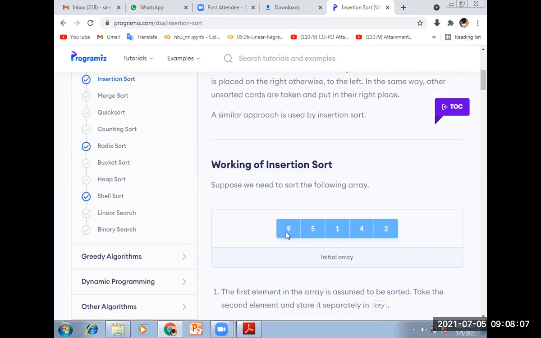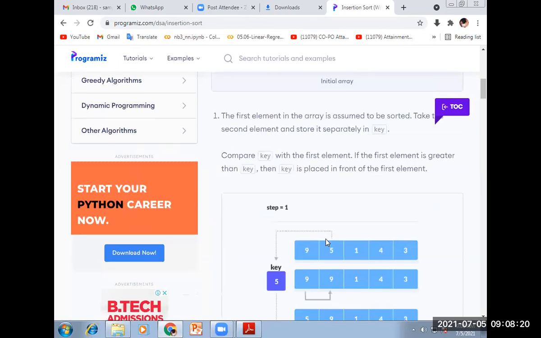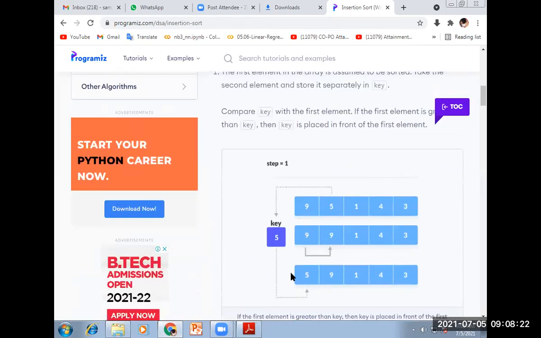Here in this example, I am considering 9 as in sorted order. Then I take the next element, that is 5. 5 is compared with 9. It is less than 9, so 5 comes in front and 9 after. A swap occurs here. Next I pick up 1. 1 is compared with both 5 and 9.